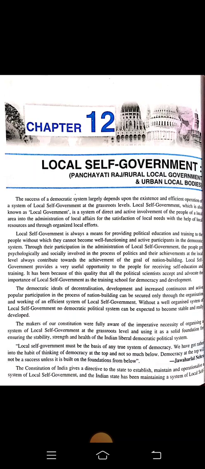So, local self government is always a means of providing political education and training to the people, without which they cannot become well functioning and active participants in the democratic system. So, we can also say that without a well organized system of local self government, no democratic political system can be expected to become stable and really developed.